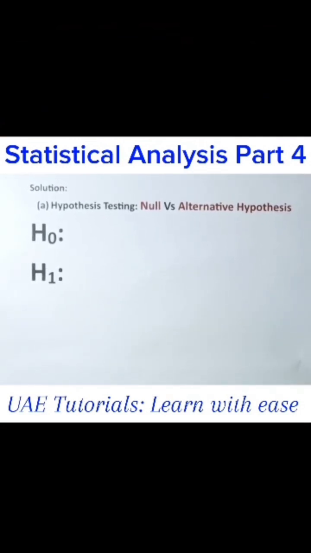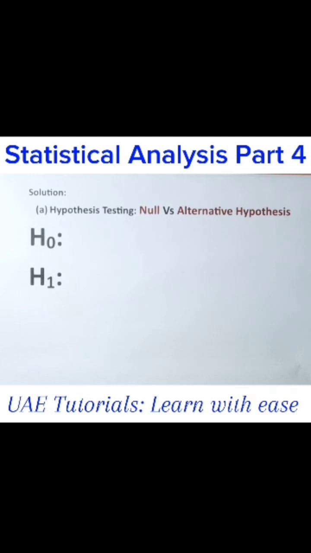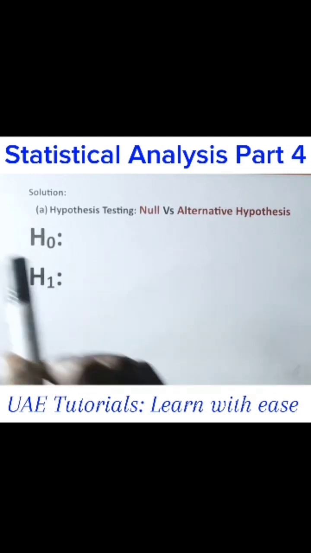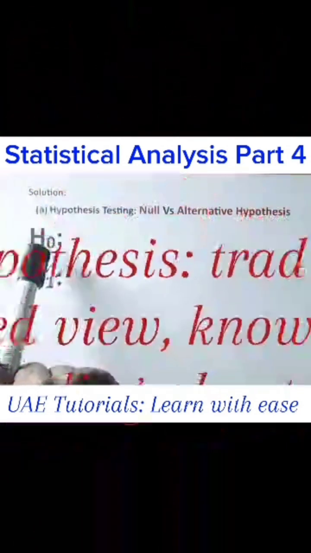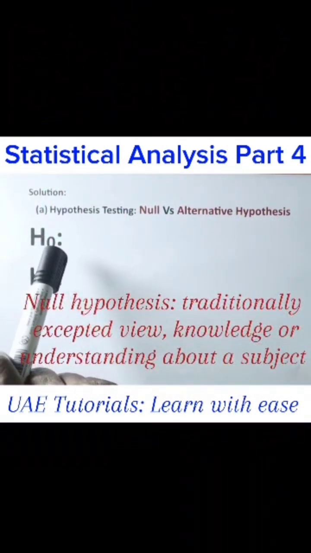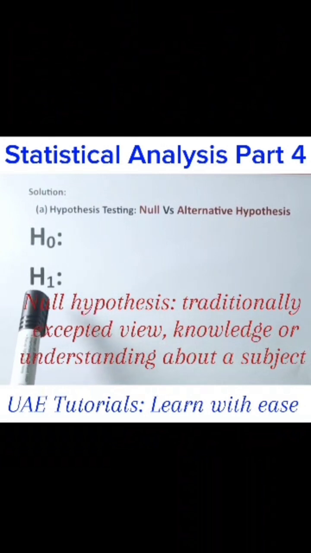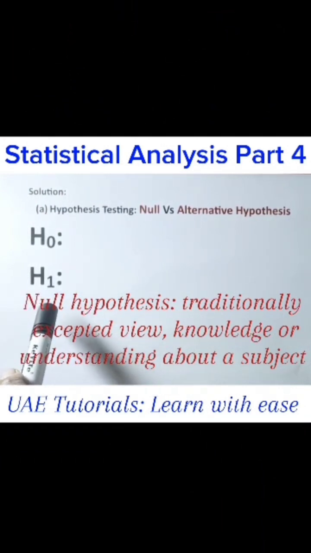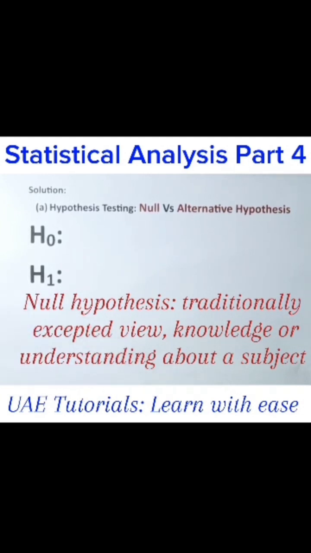Alright, so the A part of the question says we should conduct a suitable hypothesis test. In statistics, we have what is called the null hypothesis and the alternative hypothesis. The null hypothesis is usually written H0, while the alternative hypothesis can be written as H1 or HA. Whichever notation you choose to use is all acceptable.